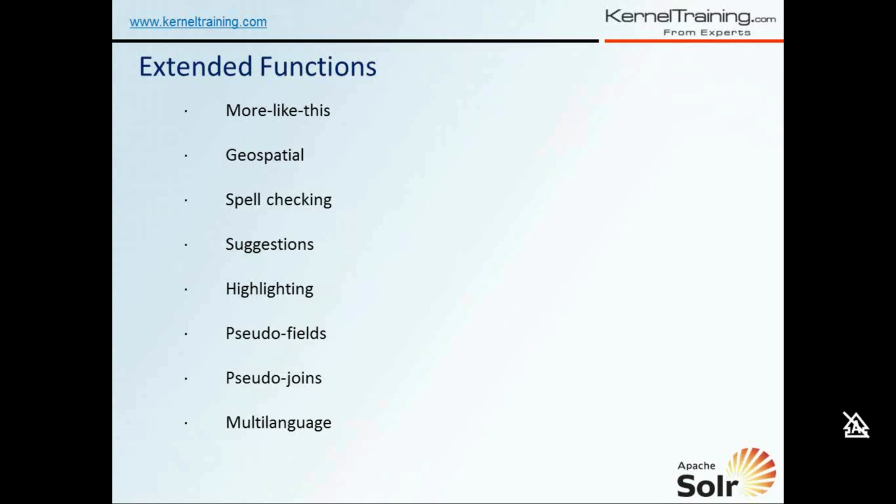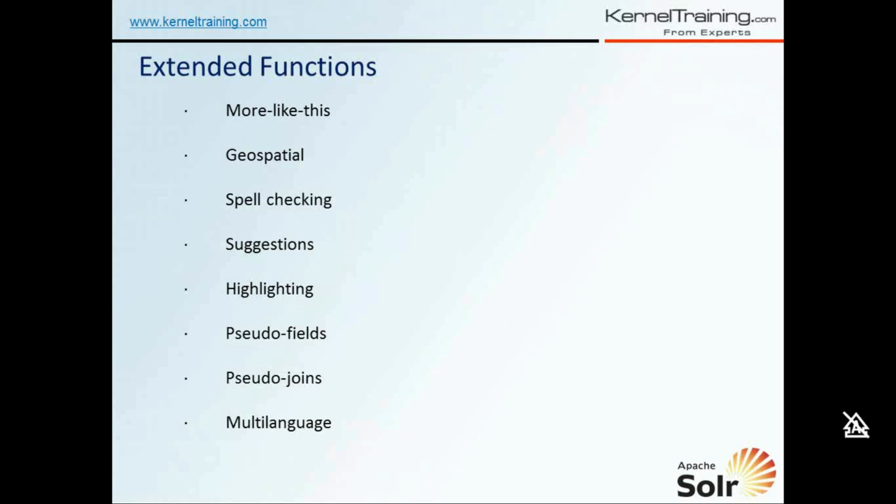There are also some extended functions like more like this, which I mentioned. For example, we are searching for something like Dell. Similar to Dell, more like this will get all the nearby matches. Geospatial is something like when I search for New Delhi, it will return something related to the geolocation. We can mention that we need the data within this many kilometers. That kind of sorting can be done with geospatial.